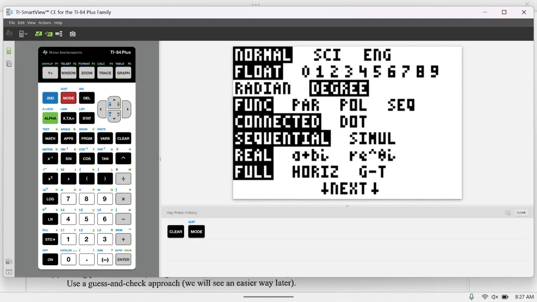Click mode. Make sure degrees is highlighted. If it's not, use your arrow keys, go down, and change it. All right. So I don't think, unless one of my math threes reset their calculators yesterday, it should be in degree mode, but still double check because you never know. So right now, take a minute, double check, make sure your calculator's in degree mode, because if it's not, your answers are going to be all kinds of funky.